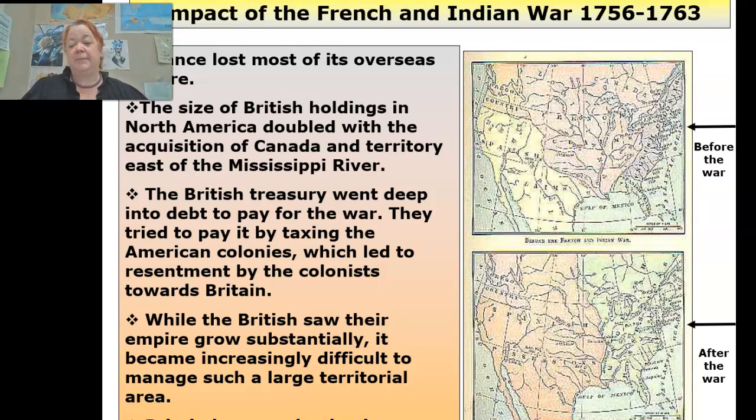While the British saw their empire grow substantially, it became increasingly difficult to manage such a large territorial area, which is a big concern. The United States is huge, but even just the area east of the Mississippi is extremely large. It is. And they did not have the communication devices to pull this off. So Britain became the dominant world power at the time.